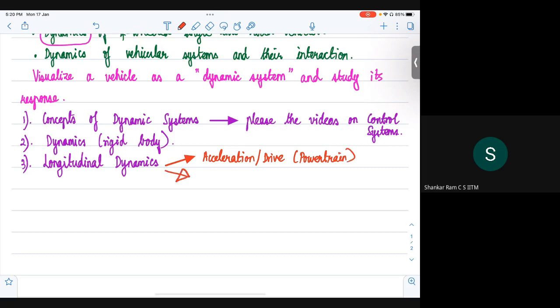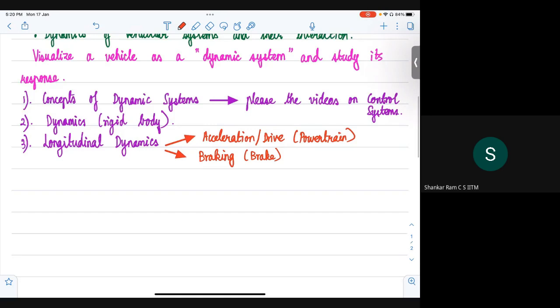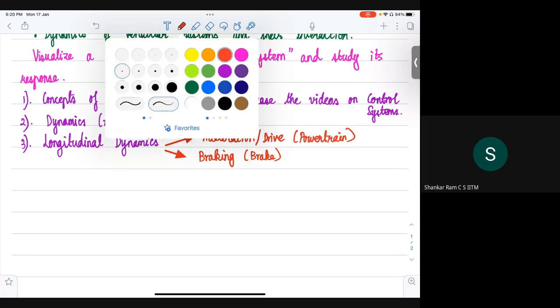And second, we are going to look at braking. This becomes pretty important, and will be useful when we look at active safety systems, ABS, and stability control systems and so on. So we will be looking at braking dynamics as we go along.